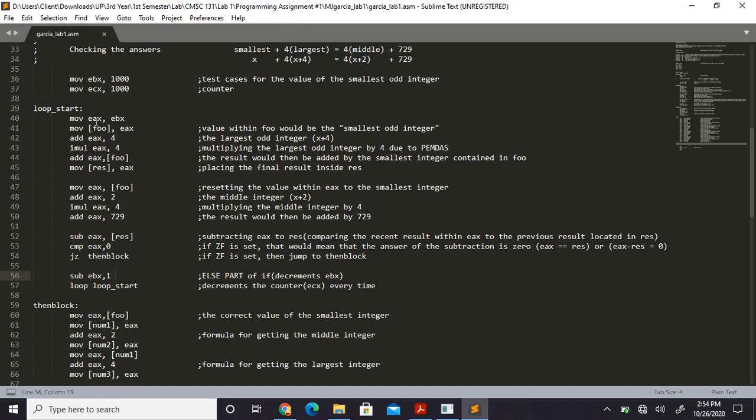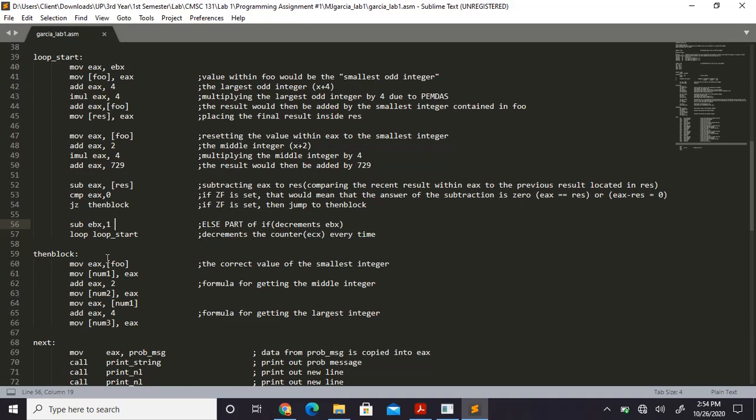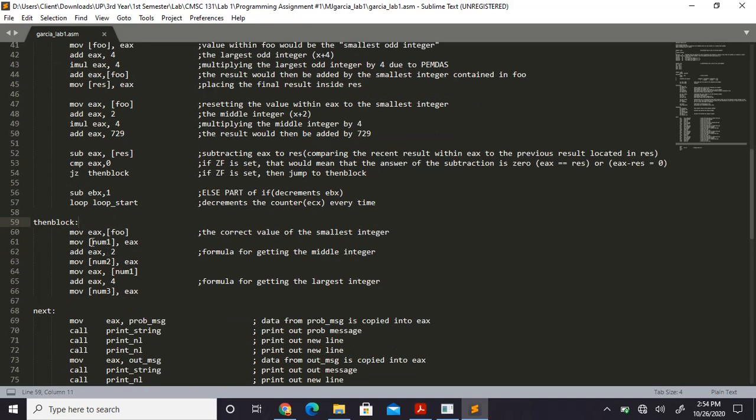Ulit-ulit until umabot siya sa 721, because we know nasa 721 naman siya magiging tama in the end. But this is just used for checking para lang malaman na from 1 to 1,000 this is the way to find kung 721 mismo talaga yung sagot. Within then block naman, yung current value na foo, which is kung sakto na yung sagot, which in this case we know would be 721. So 721 would be stored in foo.